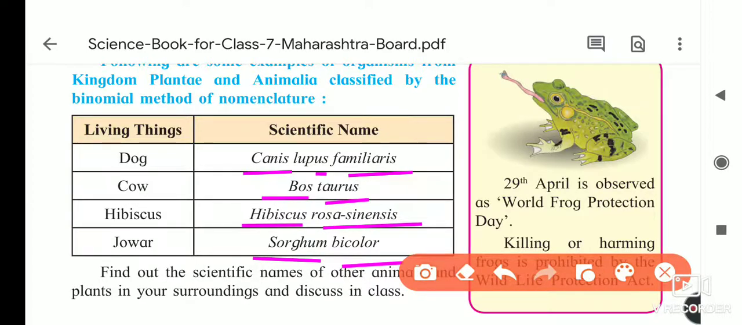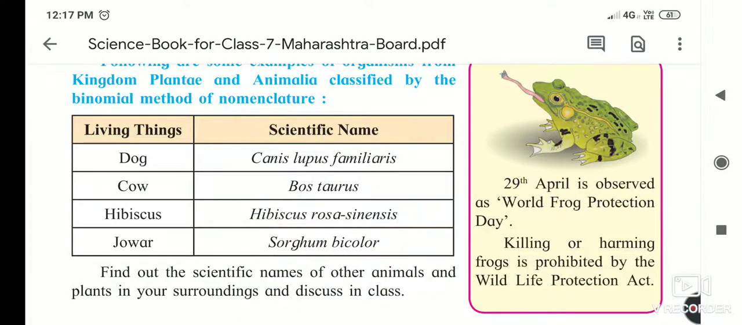In this way, the genus and the species together are what we write as a scientific name. Names are there in that way. Okay, now move towards the next.